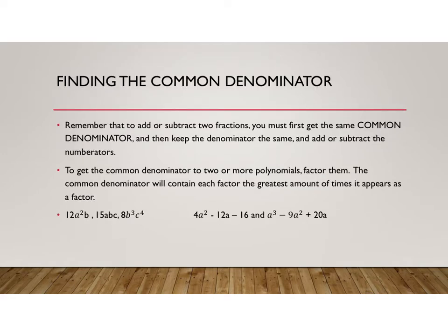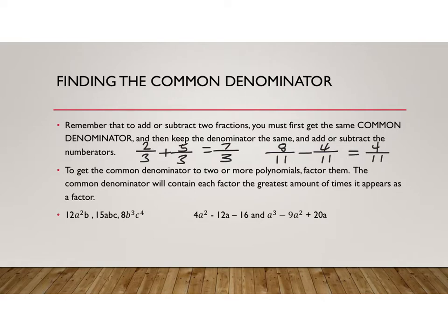Remember that to add or subtract two fractions you must first get the common denominator and then keep the denominator the same and add or subtract numerators. A very simple example, if you have 2/3 plus 5/3, that would equal 7/3. If you're subtracting and you have 8/11 minus 4/11, that would be 4/11.